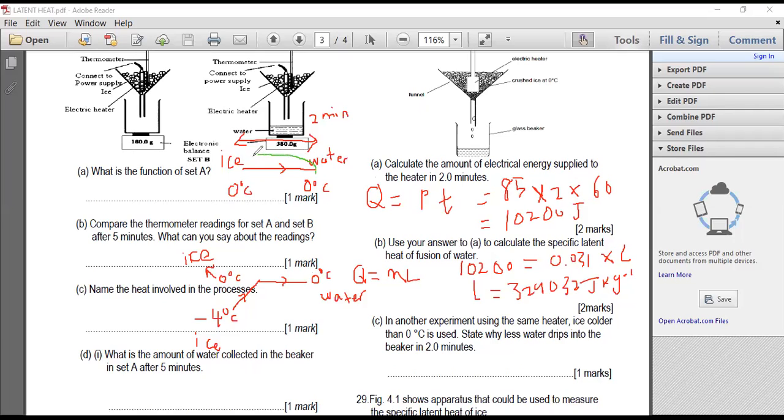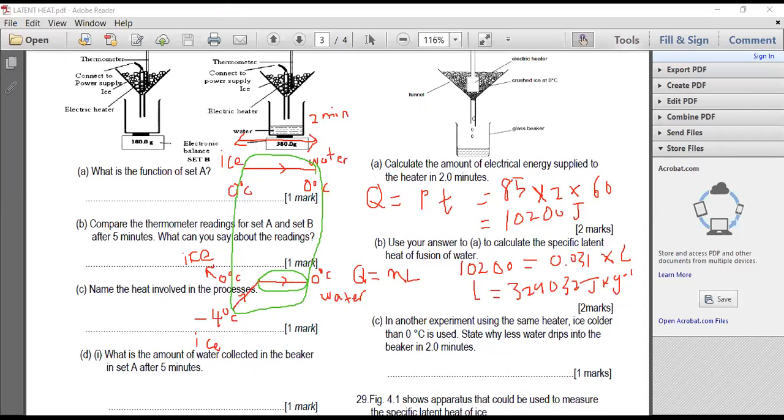So within these 2 minutes, okay, let's say the time here is 2 minutes, definitely the mass of ice melted will be more because the heat supplied is used 100% to melt the ice. But this one, right, the heat is only used to melt the ice at this part. Okay, this one is used to melt. But before that, we use the heat to increase the temperature of ice. So that's why the mass collected will be lesser compared to this.